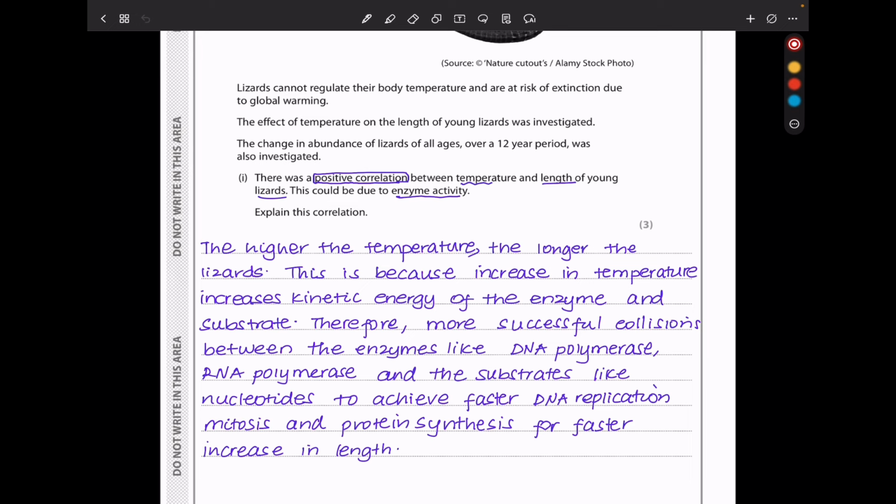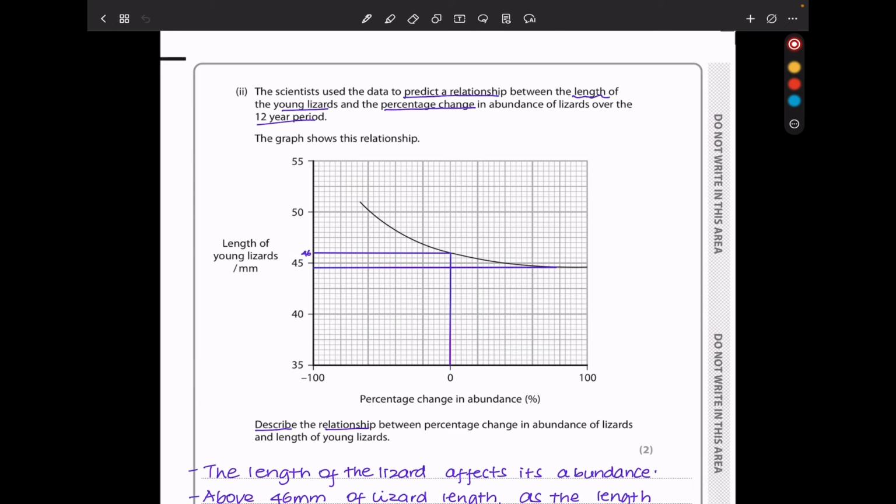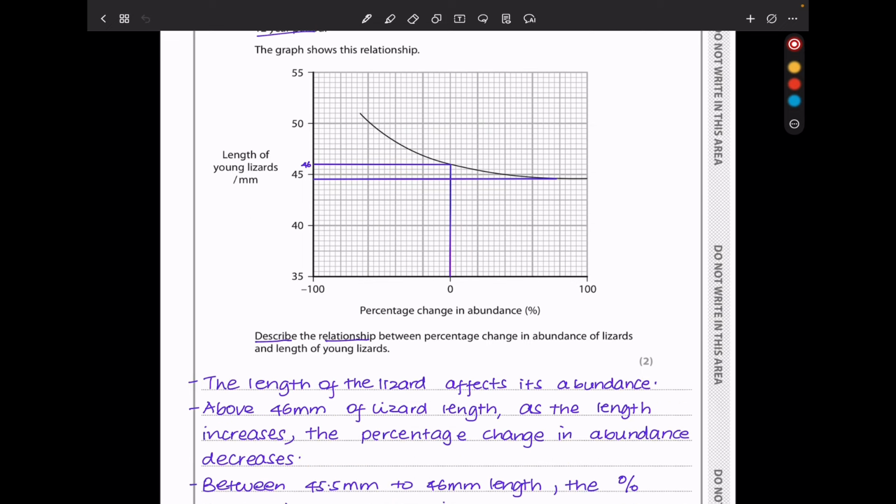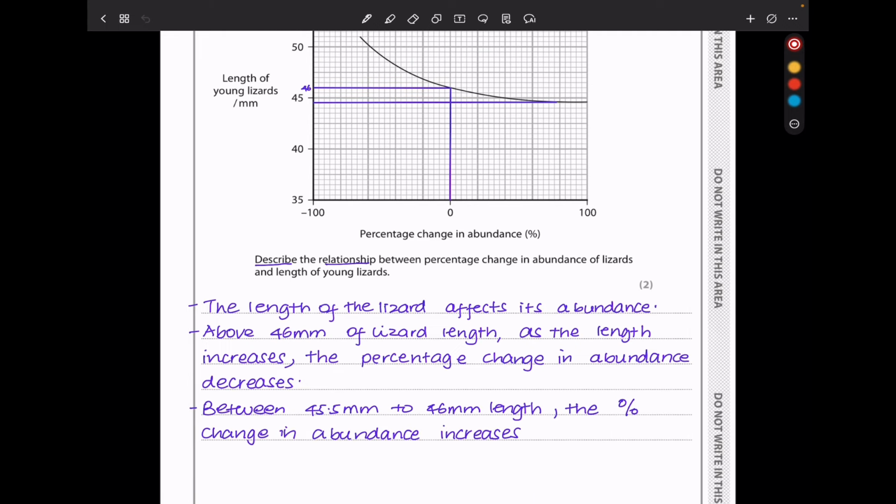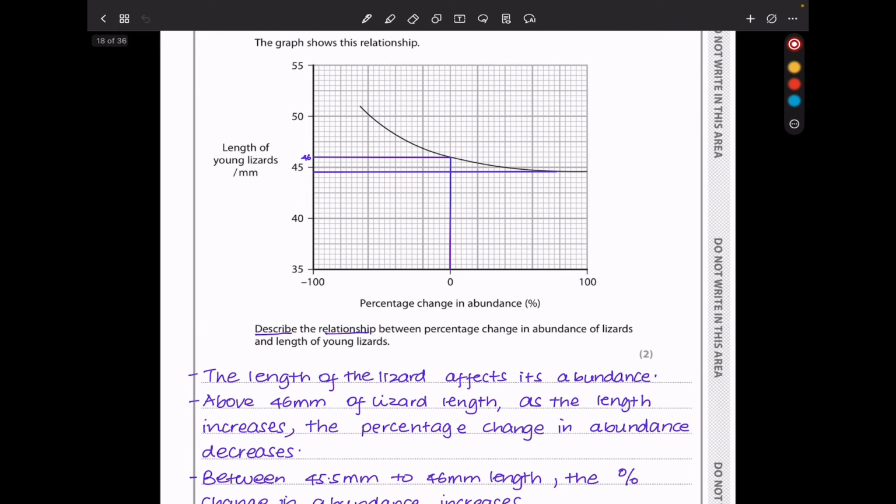for faster increase in length. Then they say the scientists used the data to predict a relationship between the length of the young lizards and the percentage change in abundance of lizards over the 12-year period. The graph shows this relationship. So we can see on the vertical axis we have the length of lizards, and down here the percentage change in abundance. They say describe the relationship between percentage change in abundance of lizards and length of young lizards.